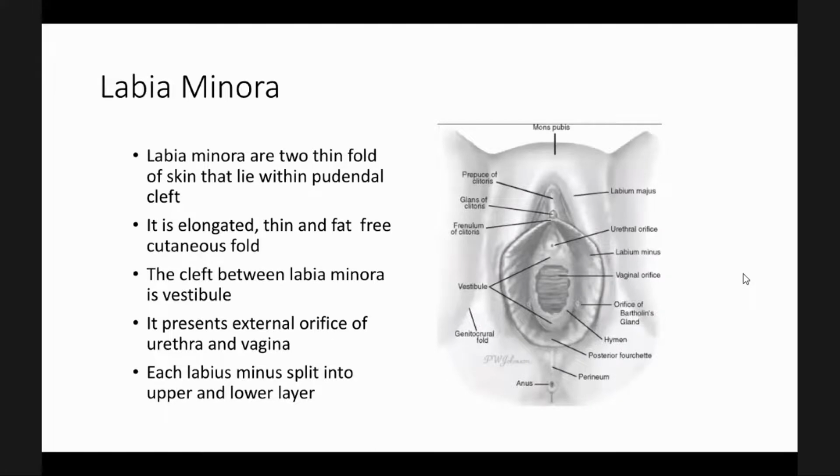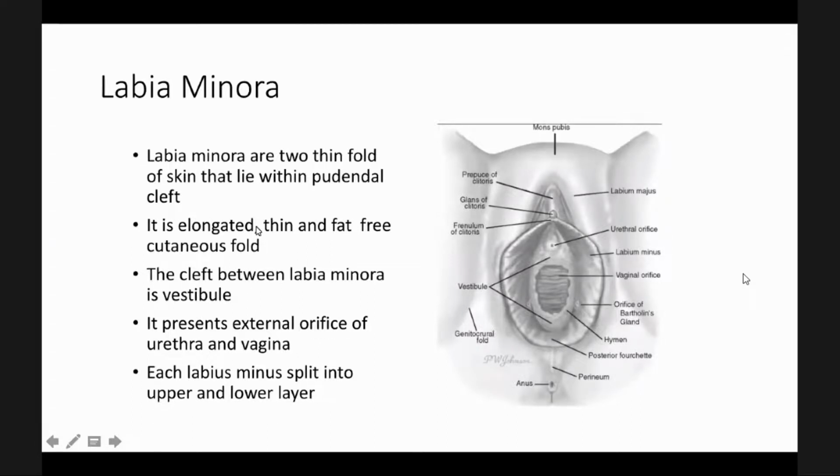The next structure is the labia minora. The outermost fold, the prominent ridge, is the labia majora, and the next fold, it is opened over here. This folding is known as labia minora. Labia minora are two thin folds of skin that lie within the pudendal cleft. We have already seen that the two labia majora enclose the underlying structure, and a groove is present in between that is known as the pudendal cleft, and in this cleft there is the presence of labia minora.